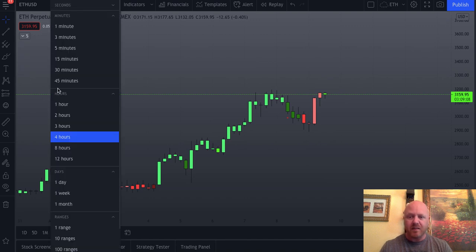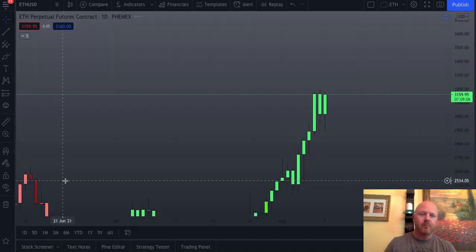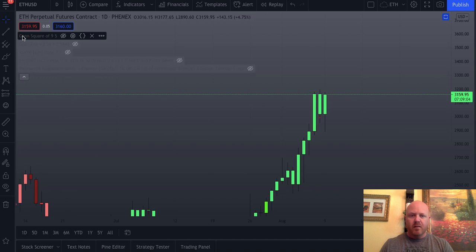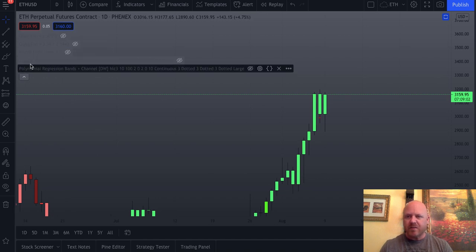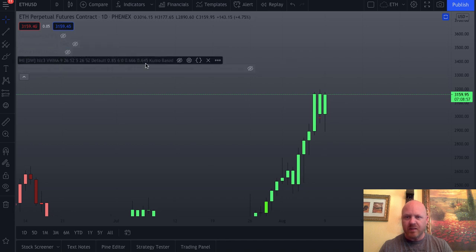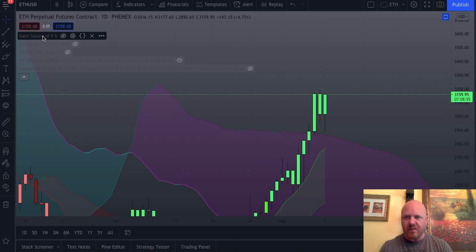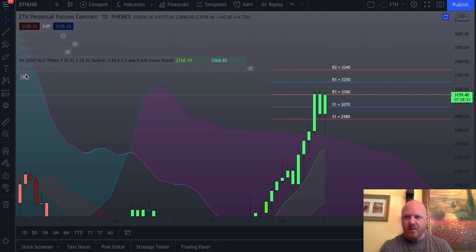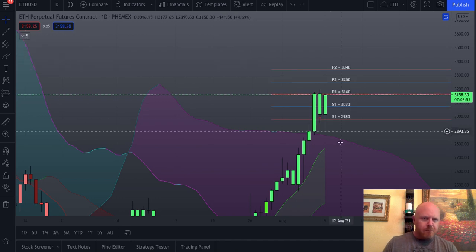Let's check your daily. No clear pattern on the daily, which is good. And let's check the Ichi. Let's look at the support and resistance levels here. So you're at 3158 again. You want to get to 3160.